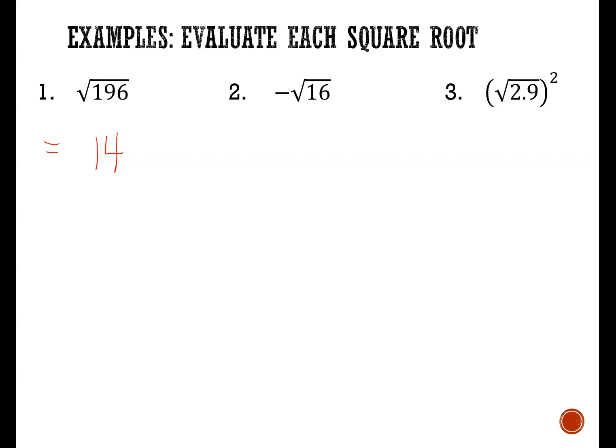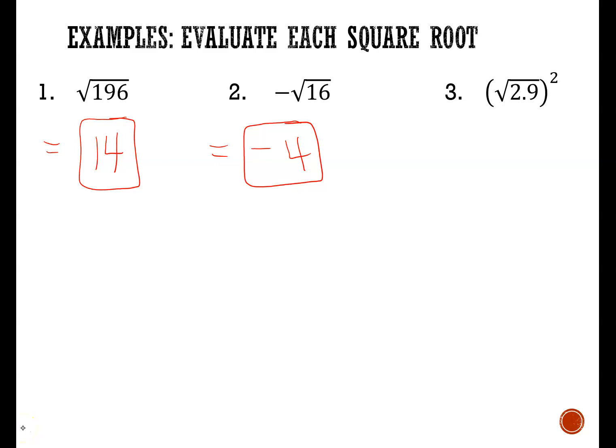Also, I am only giving the positive square root because my radical symbol does not have a negative sign in front of it, then it only wants the positive. Now, number 2, it does have that negative. So you're going to keep that negative and then take the square root of 16, which is 4. The radical comes off, and our answer is just -4.